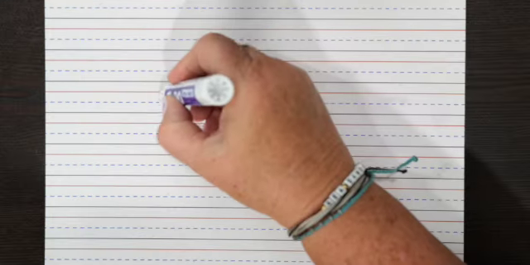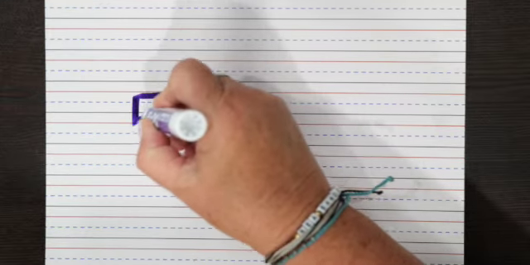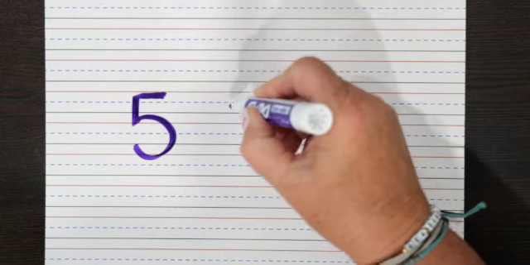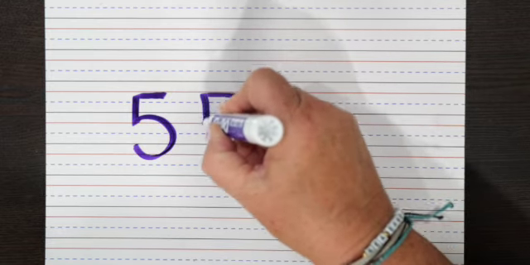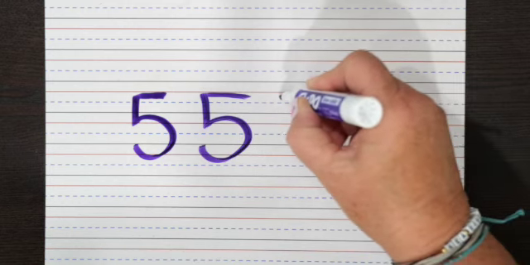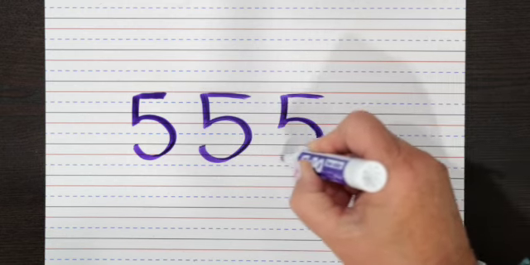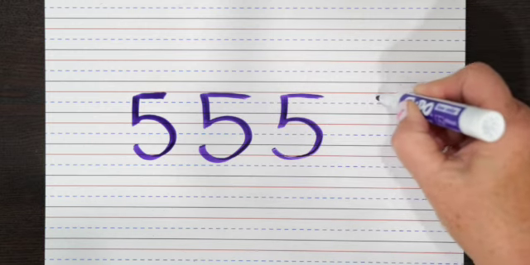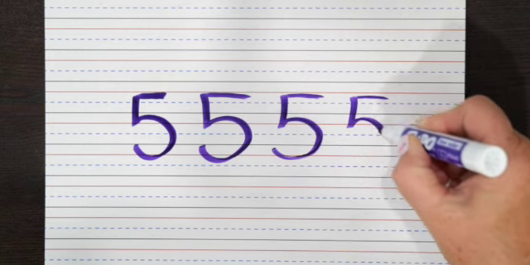The number 5 is across, down, around, stop. Across, down, around, stop. That's how you make a 5.